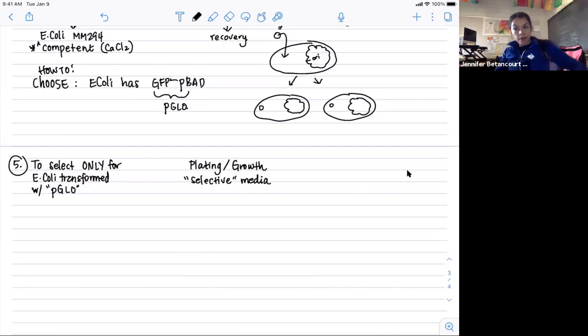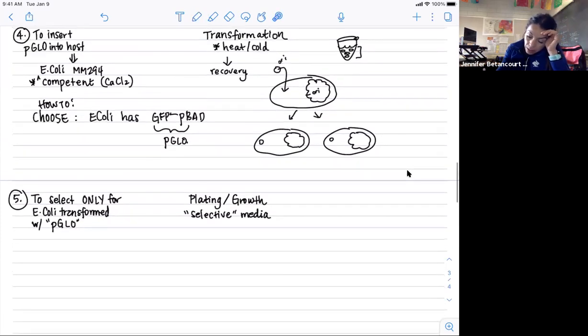Okay, so let's go ahead and write some of this stuff here. You're going to take a small portion of these bacteria that were transformed and put them in a variety of different plates, because the goal here is to select for the E. coli that were transformed with pGLO only and basically kill off any other option.